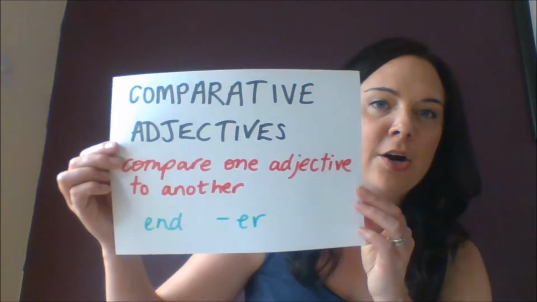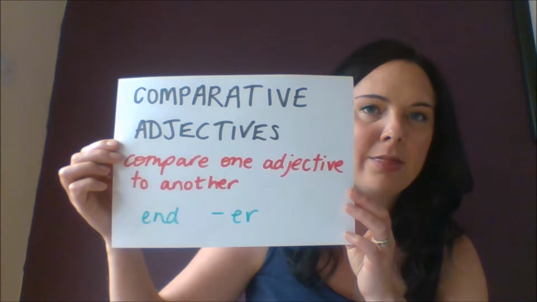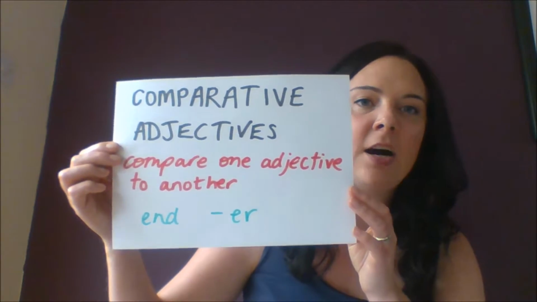Comparative adjectives compare one thing to another, and they end in -er. So for example, closer, longer, shorter are all examples of comparative adjectives.